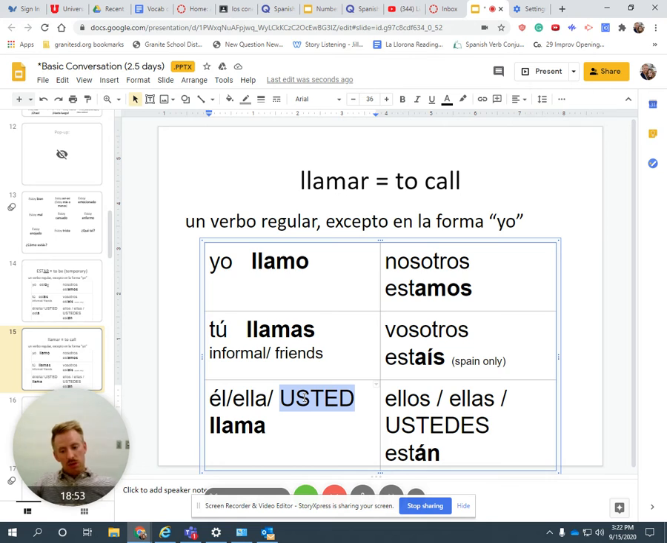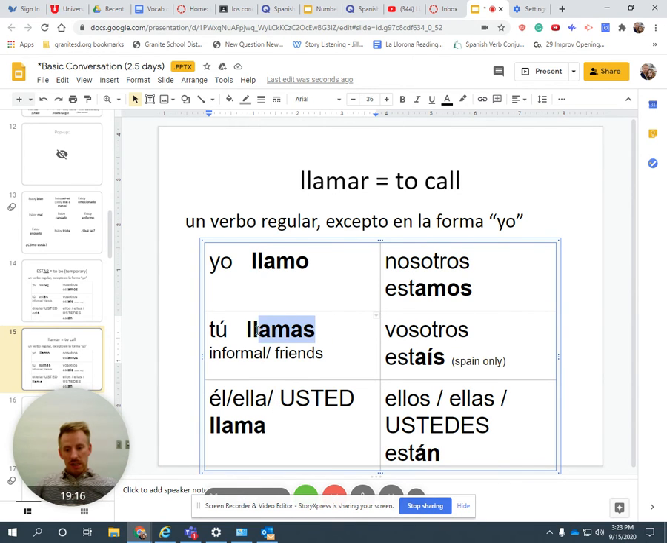Usted, you need to put the usted in there. Because if I just say, ¿cómo se llama? I don't know if you're talking about a he, a she, or if you're talking to me in the polite way. It can be either of the three. So if I say, ¿cómo se llama? You might be like, who? My brother? Who are you talking about? Me? You need to say the usted.